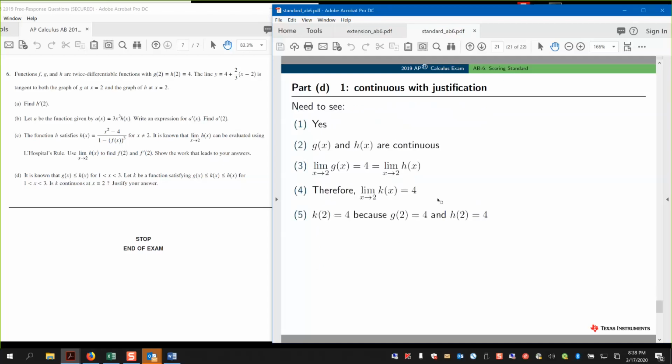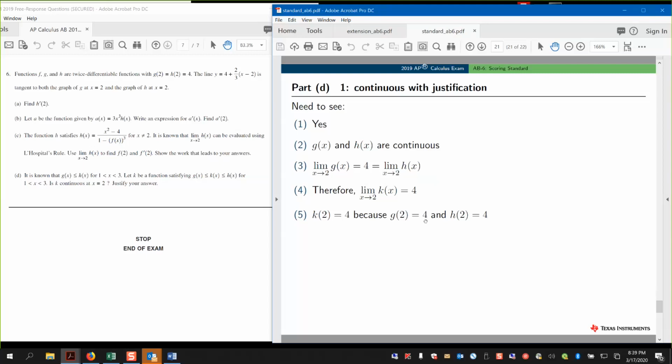So here's a list of items that we need to see in order for the student to earn this 1 lousy point. First, the student must answer yes, k is continuous. For justification, they must say that both g and h are continuous. They must conclude that both of these limits are 4. They must therefore conclude that the limit as x goes to 2 of k of x is 4. And finally, they must conclude that k of 2 is 4 because g of 2 and h of 2 are also 4. So wow, there was a lot that the student needed to present in order to earn that 1 point. You can imagine there was a lot for readers to read in order to award that 1 point for students.